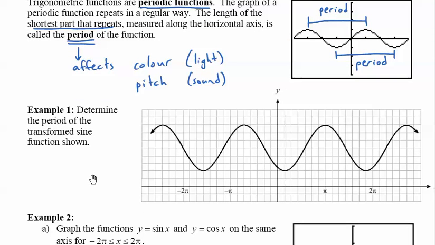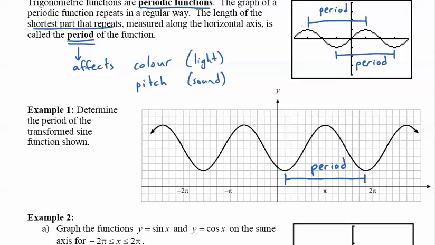So if we want to find the period of a wave like this, we can just find out how many boxes it takes to go from maximum to maximum or minimum to minimum. I think minimum to minimum might be the easiest here. So we can find the distance from here to here, and that's called the period. It looks a little bit less than 2 pi.